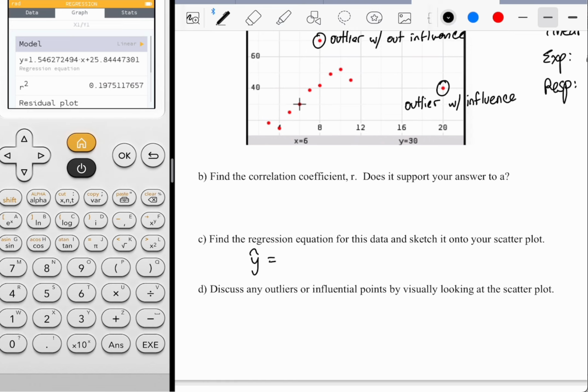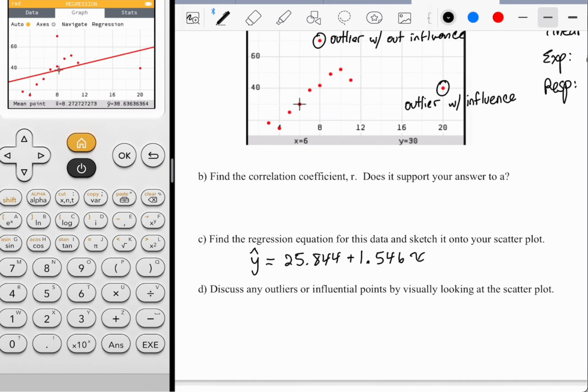Y hat is equal to 25.844 plus 1.546x. Sketch it onto the graph, easy enough. I mean, assuming that you actually made the graph, but I'll just overwrite it here.